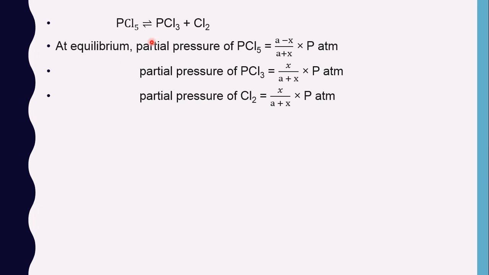Now, you got the partial pressure of reactant and products. Now, what is the formula of Kp? Kp equals partial pressure of products divided by partial pressure of reactants. That is partial pressure of PCl3 into partial pressure of chlorine divided by partial pressure of phosphorus pentachloride.